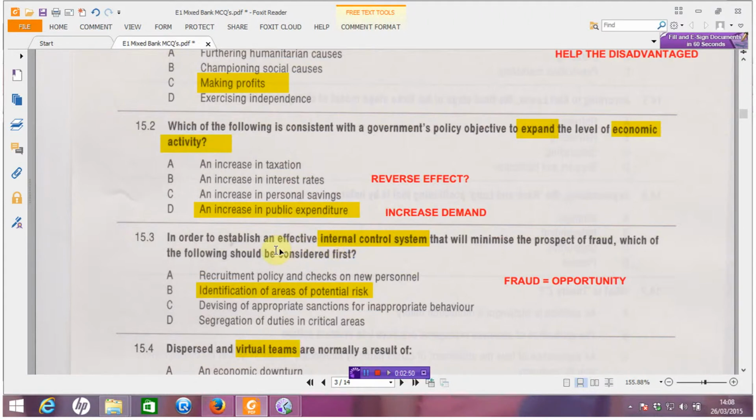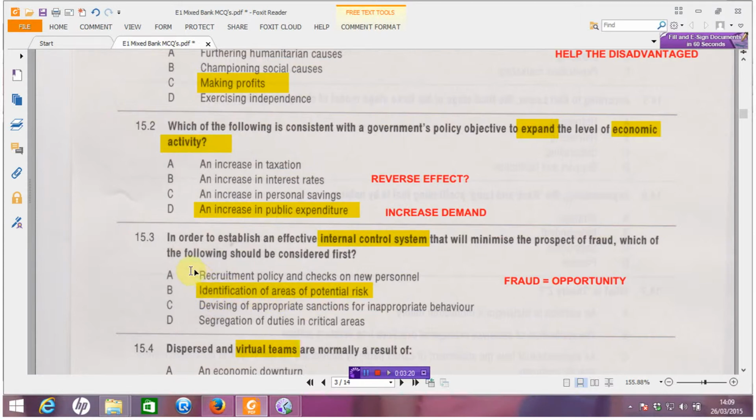So we're asked to consider what we will do first. And of these ones here, certainly the areas of risk are absolutely key. In other words, you have to establish where the opportunity is for fraud first. Fraud will not come without opportunity. So you need to know your risk areas, and you need to build your internal control system around the highest risk areas. So in this case, the answer is B.